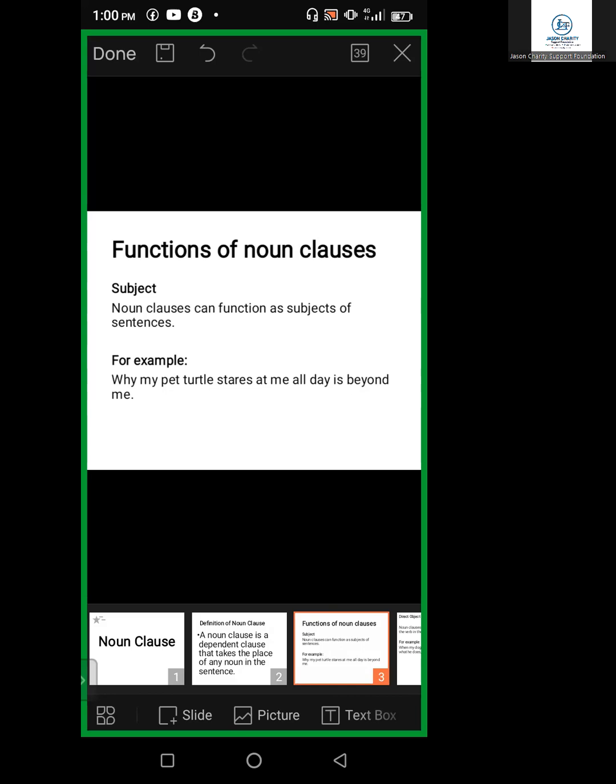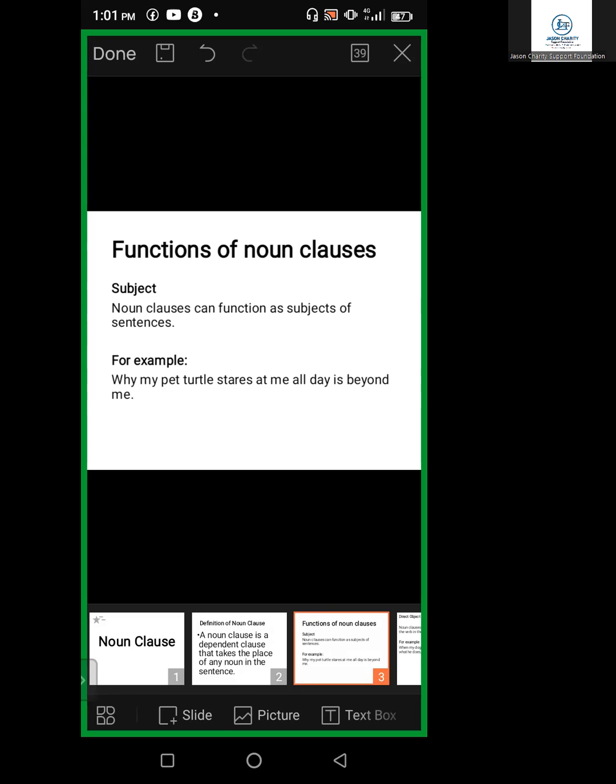So here, if you read the first part of that sentence, "Why my pet turtle stares at me all day," and you keep quiet, it is not a whole statement. It is not understandable because the listener will want you to complete it to make sense. So, okay, fine: "Why my pet turtle stares at me all day is beyond me." The first part of it is a dependent clause, and that is a noun clause.